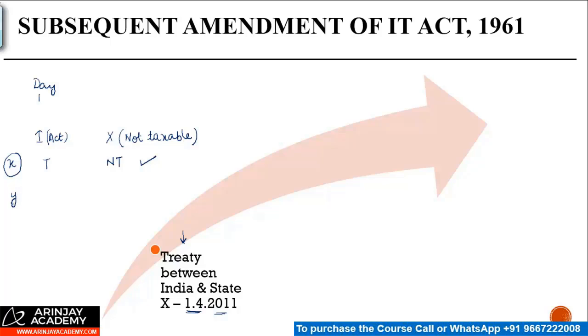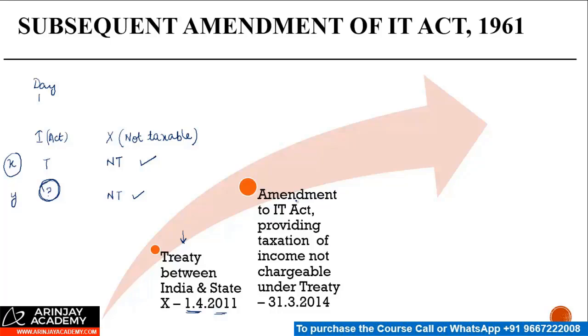But let's talk about another stream of income, Y. Suppose this income is not taxable under the treaty, but under the Act, there is no clarity as to whether this is taxable or not, right? Now, what happened is, subsequently, there is an amendment of the IT Act which provides that the income will be taxed, okay, which was now not chargeable under the treaty. So you provide that this income is now taxable under the Act, right? But there is no change in the treaty, right?